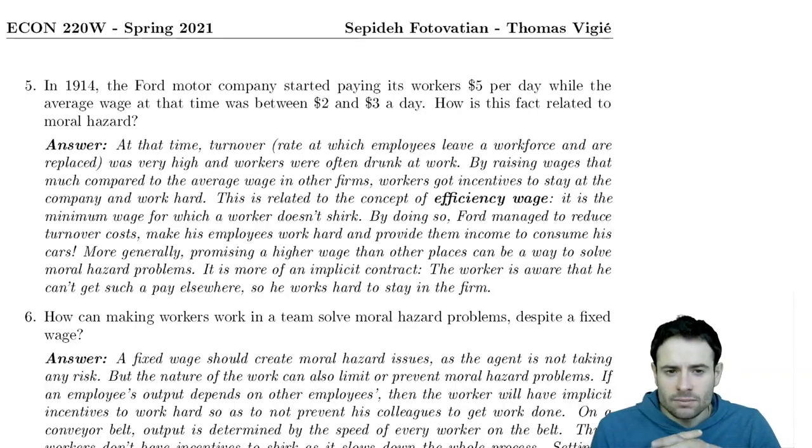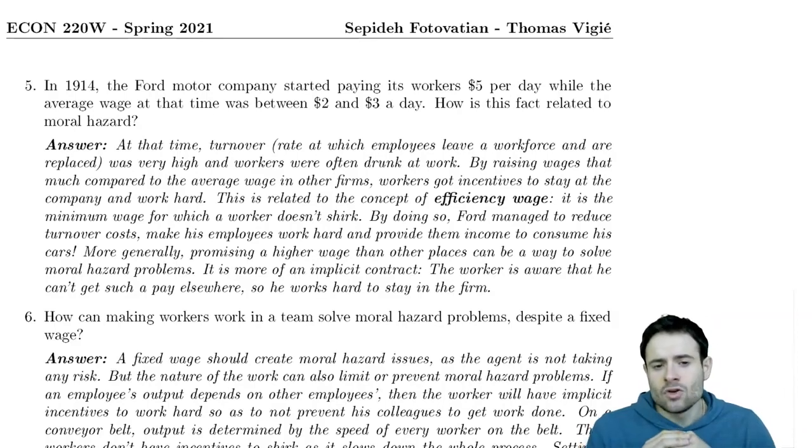In 1914, the Ford Motor Company started paying its workers $5 per day, while the average at the time was between $2 and $3 a day. How is this fact related to moral hazard? So, I need to give you a bit of context.